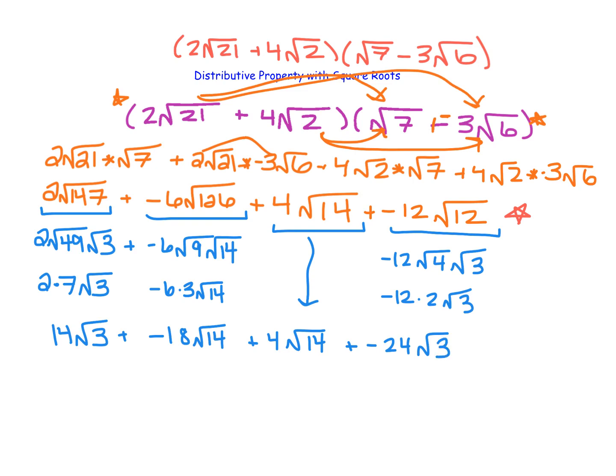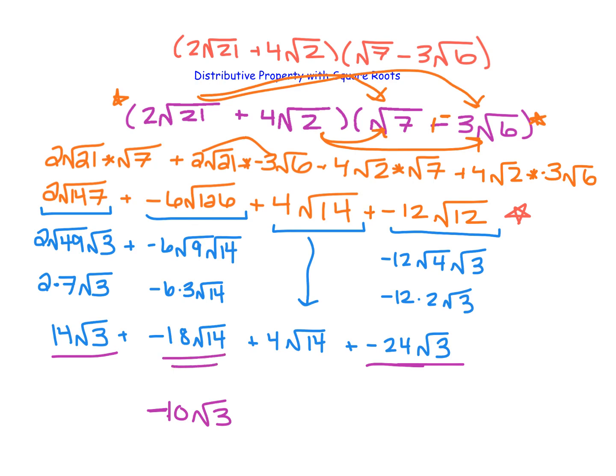So now from here, I need to add together any like square root parts that I see, very much like adding together like terms. So I'm looking for identical square root parts. So here I notice that I have the square root of 3 attached to 14 and negative 24. So I add together those coefficients just like I would with like terms. So I have negative 10 times the square root of 3.